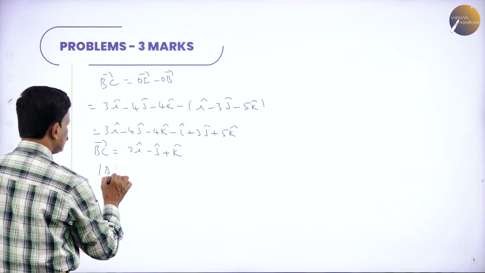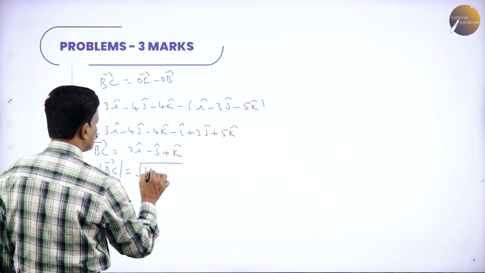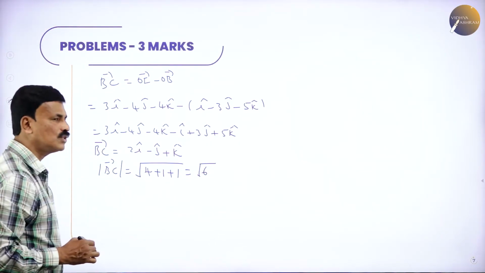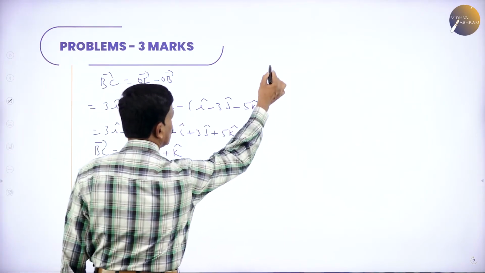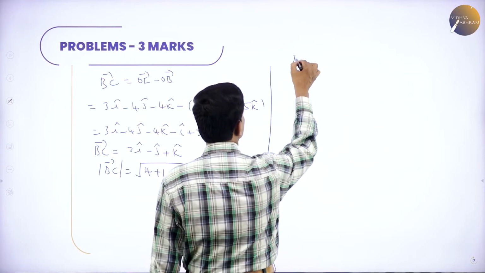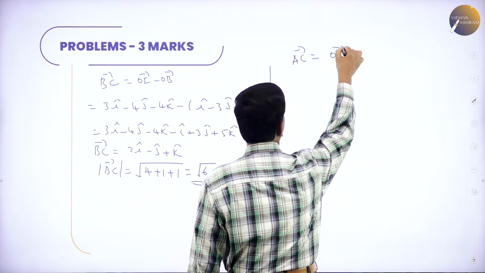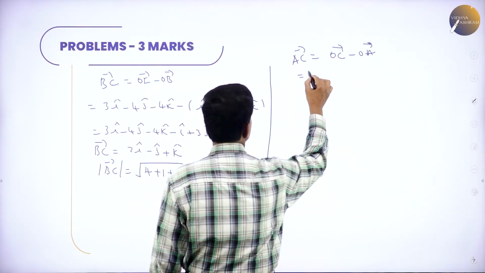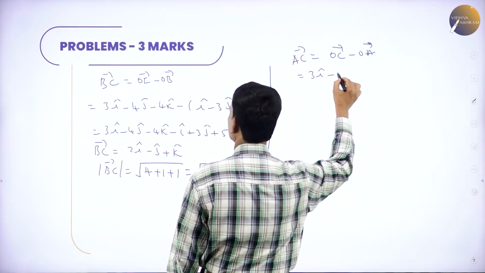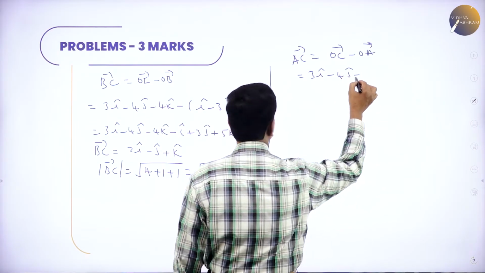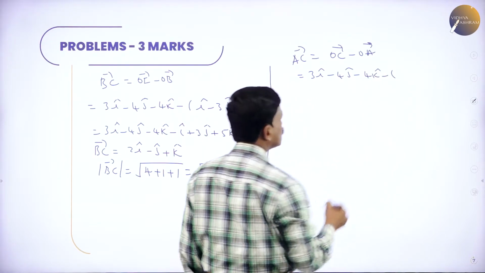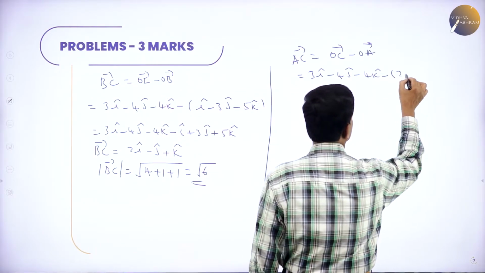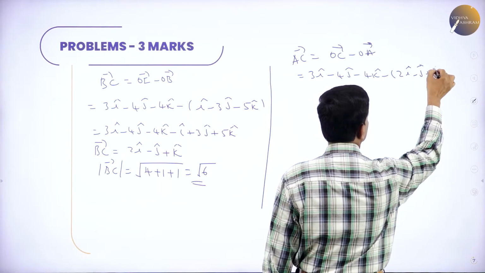So length of vector BC is equal to root of 2 square is 4, plus 1, plus 1, root 6. Okay, this is BC. Now let us come to the last, AC. Vector AC is equal to OC minus OA vector. What is OC vector? OC vector is 3i cap minus 4j cap minus 4k cap, minus OA. What is OA? OA is equal to 2i cap minus j cap plus k cap.